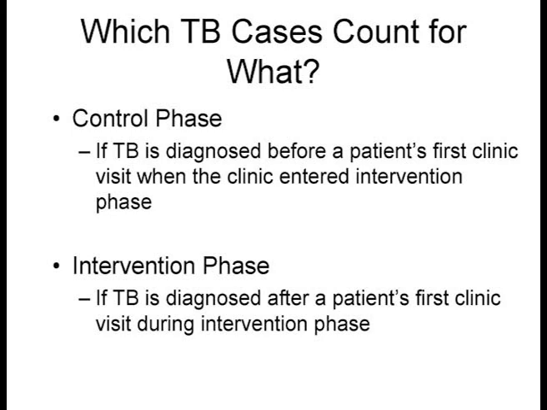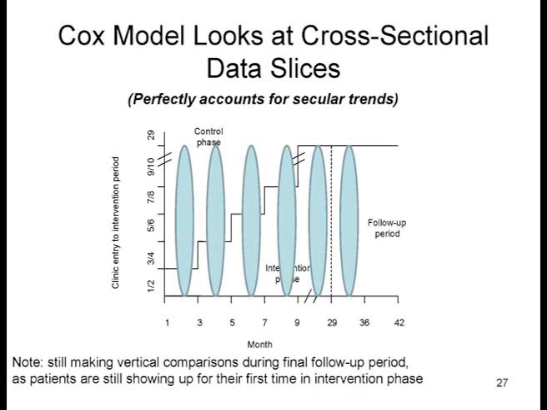I just want to emphasize how we're looking at this in the Cox model. We've got these vertical time slices. Here I have one slice for every step. It's actually a slice for every single day. Just keep in mind how that perfectly accounts for any secular trend, because on any day, you're comparing intervention to control, and then we just combine things across time.